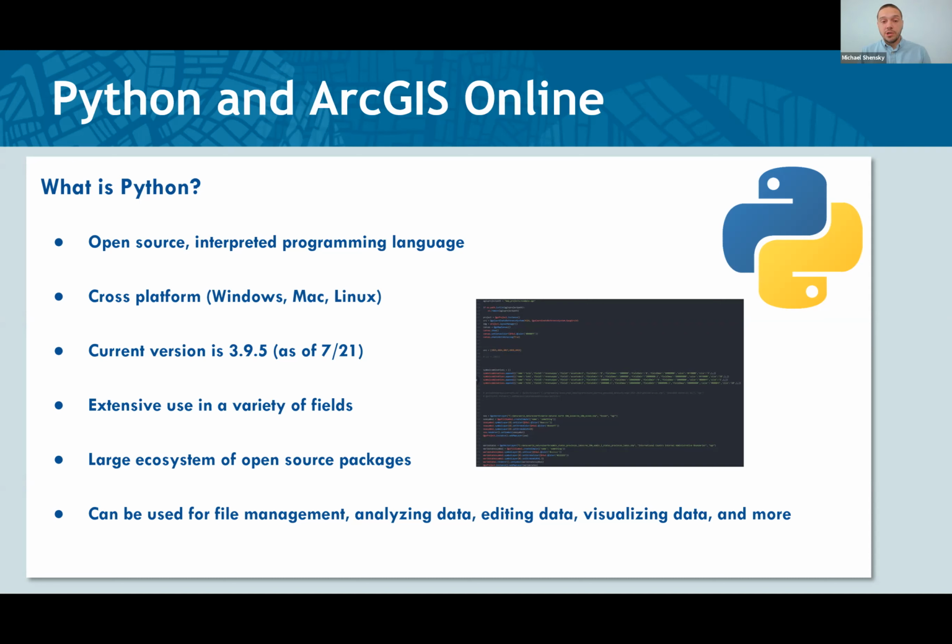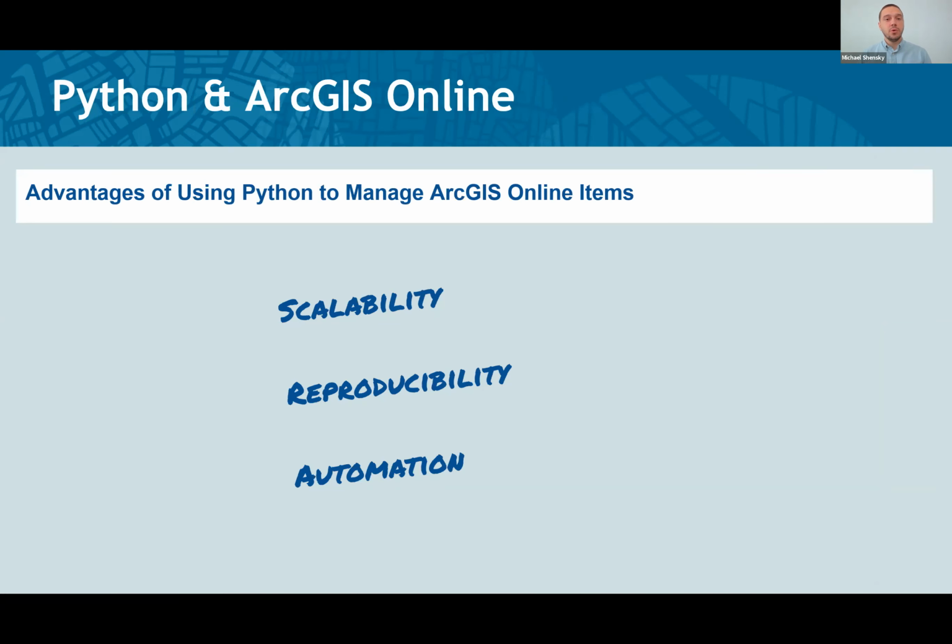There's an incredibly large ecosystem of open source packages, one of which we'll be talking about today, which is the ArcGIS package that you'll use to connect to ArcGIS Online. And it can be used for all kinds of different things: file management or processing, analyzing data, editing data, visualizing data, creating charts and graphs, and just about every kind of digital workflow you can imagine. There's probably a way you can use Python to automate it. So it's a really nice tool.